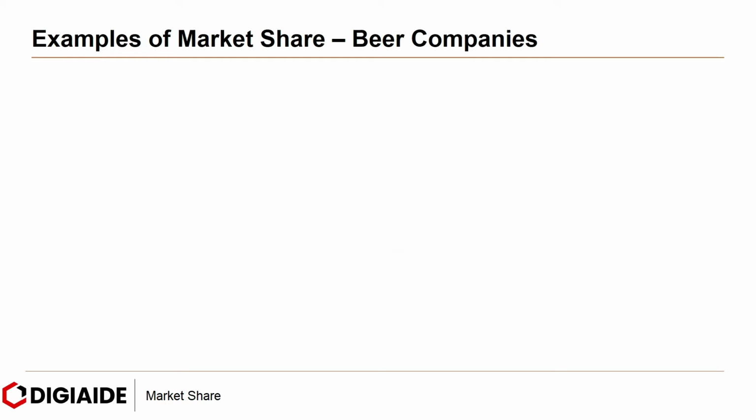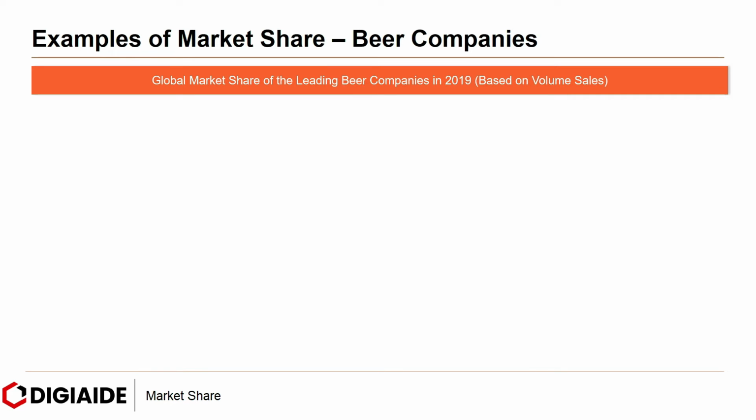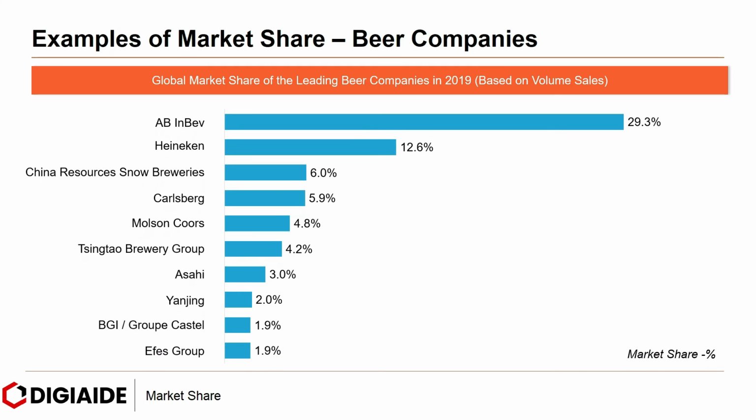Moving on, the market share of beer companies. As we can witness, in the global market share of the leading beer companies in 2019, Anheuser-Busch dominated the market with up to 30% of the market share. Key brands of Anheuser-Busch are Budweiser and Bud Light. The next in line was Heineken at 12.6%.